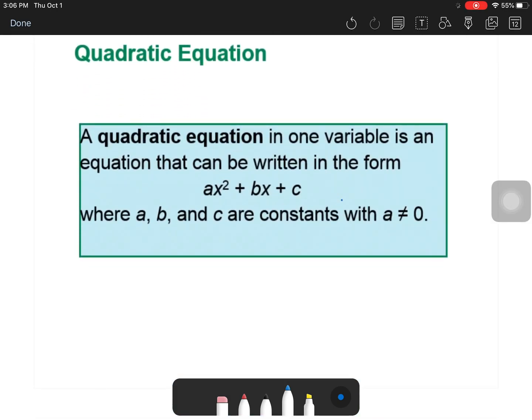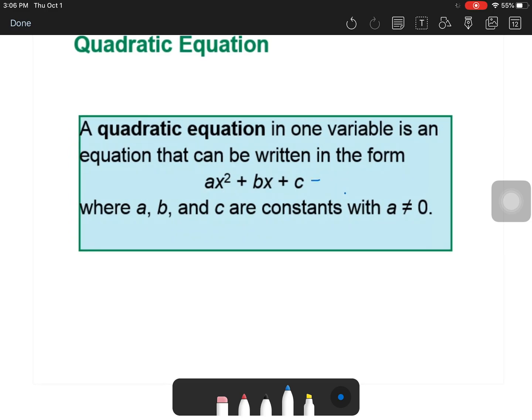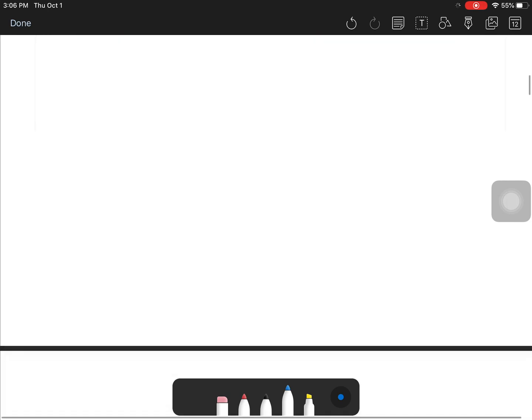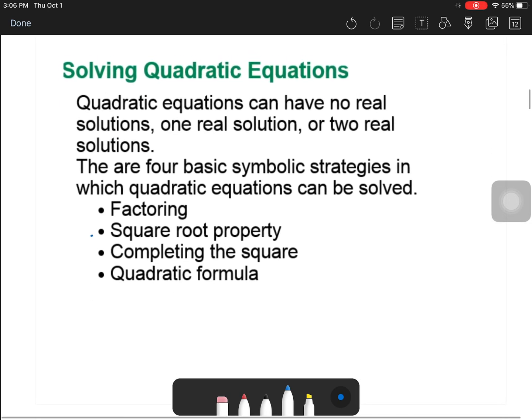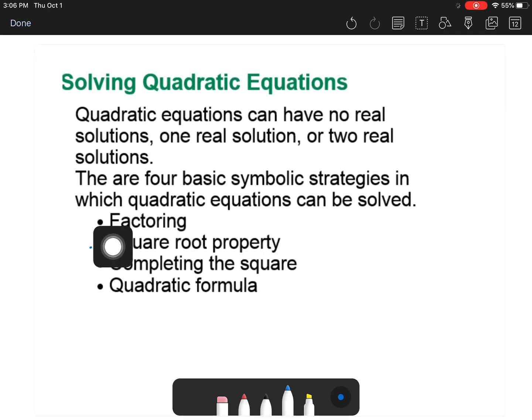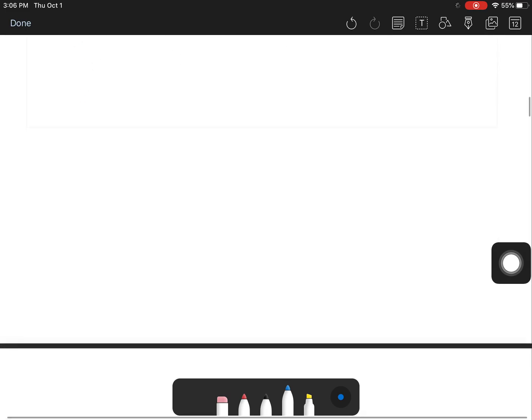All right, so it says a quadratic equation in one variable is an equation that can be written in this form, and they didn't really make it clear, it should say equals 0, because if it's an equation it has to have an equal sign in it, so equals 0 in that form. A, B, and C are constants, and A is not equal to 0. Okay, so for solving quadratic equations, we'll be looking at solve by factoring, square root property, completing the square, and quadratic formula. Remember that for the solutions, you can either have one real solution, two real solutions, or possibly no real solutions.